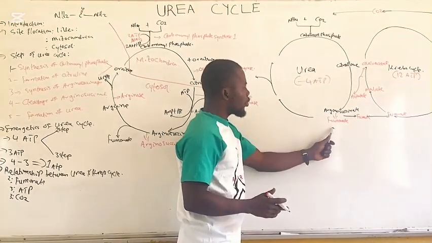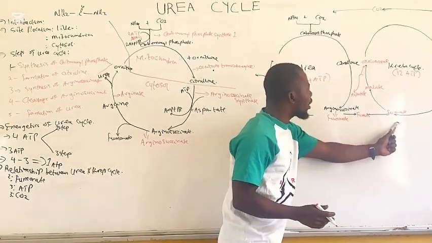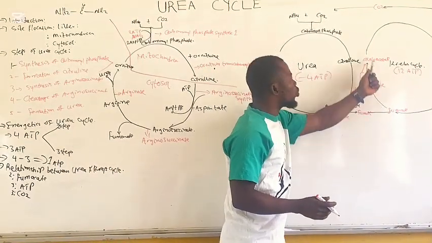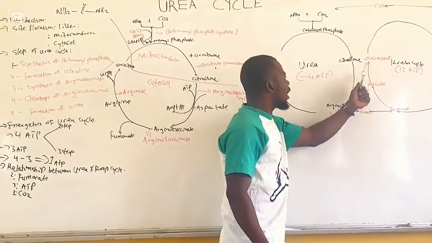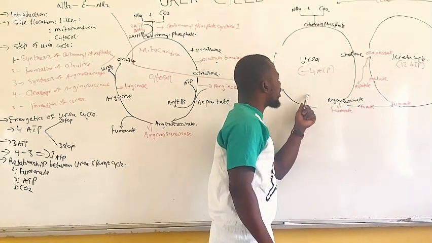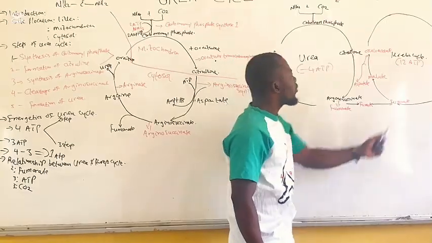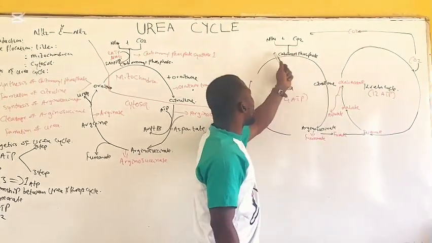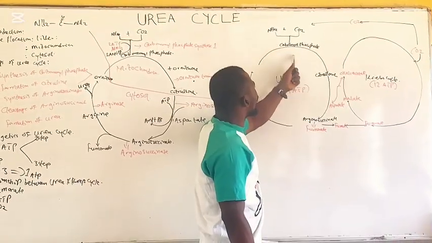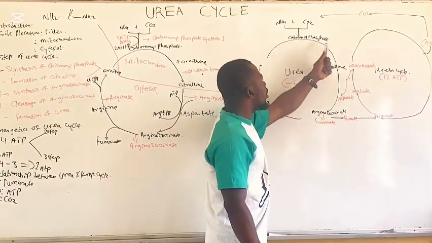Argininosuccinate will be cleaved to form fumarate and arginine. Fumarate will enter the Krebs cycle and become malate. From malate to oxaloacetate, which will undergo transamination to give aspartate. The aspartate will enter the urea cycle again and combine with citrulline to form argininosuccinate. Again, the carbon dioxide that is released from the Krebs cycle will combine with the ammonium in the presence of carbamoyl phosphate synthetase 1 to give carbamoyl phosphate.